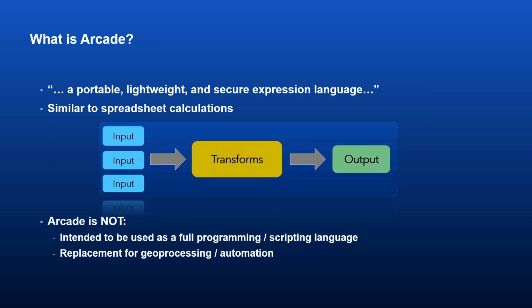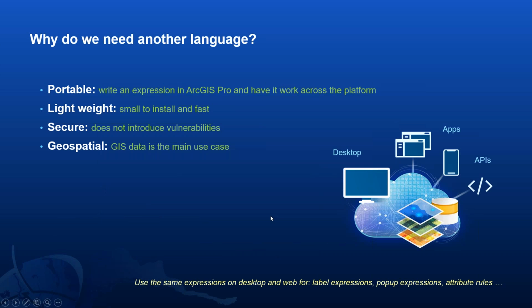So what is Arcade? For those that have no idea, in one sentence: a portable, lightweight, and secure expression language. That's what you need to know. If you know Excel spreadsheets and the functions you can put in a cell, it's very similar to that. The idea is you take one or more inputs, you do some transformation to it, and you provide a single output, like you see in a cell in an Excel spreadsheet. It's not meant to be a full scripting language like Python or .NET, which can return multiple feature classes, multiple fields, and do a lot more. It's very compact and lightweight, and it's not going to replace geoprocessing automation. We have Python and geoprocessing models for that. It's really meant to do something simple and quick in different areas of the software.